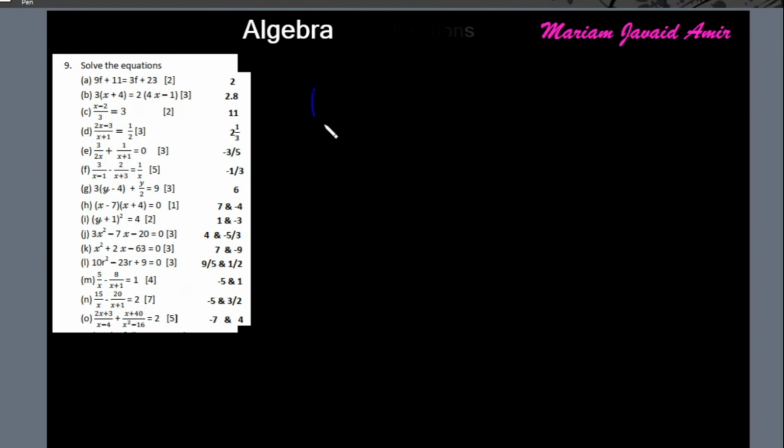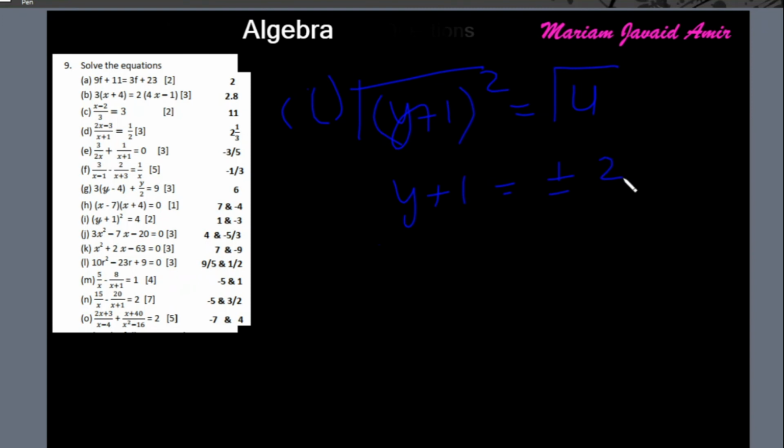Next up is part I. For part I, all you need to do is take square on both sides to find the value of y. So this gives us y plus 1 equals plus minus 2. So now this will give us two answers, y plus 1 equals 2 and y plus 1 equals minus 2. So y equals 1 and y equals minus 3. So 1 and minus 3, yes, these are the answers in the marking scheme.